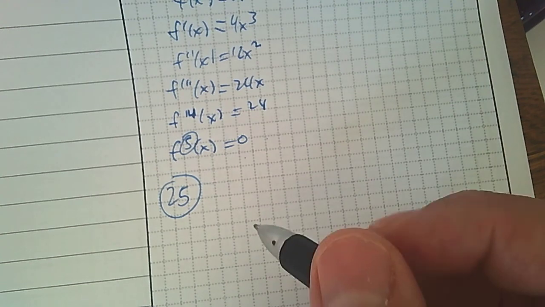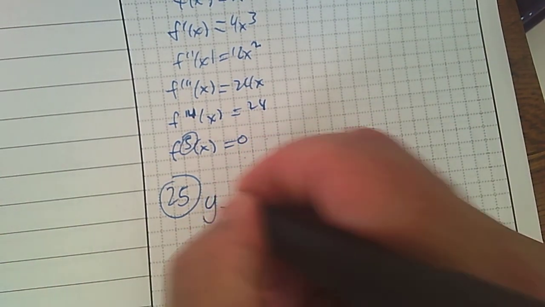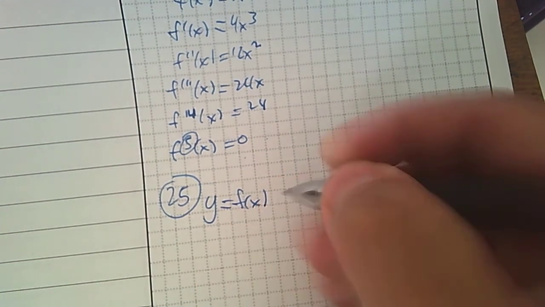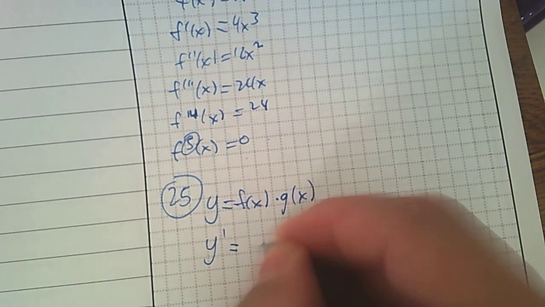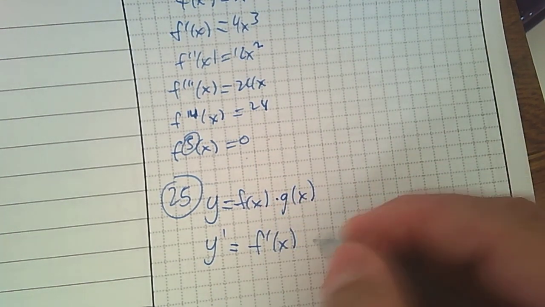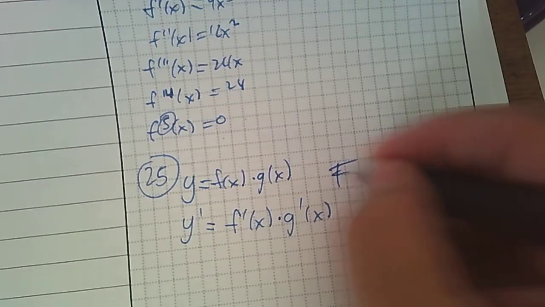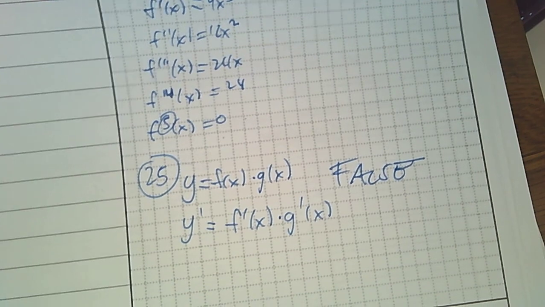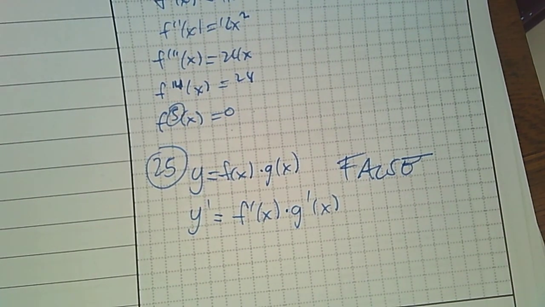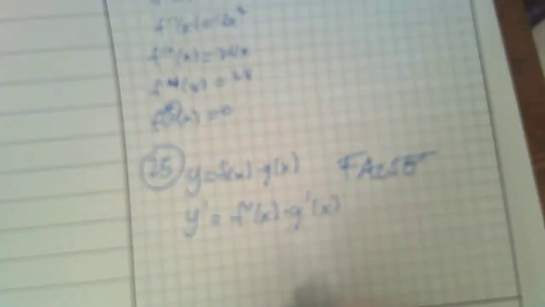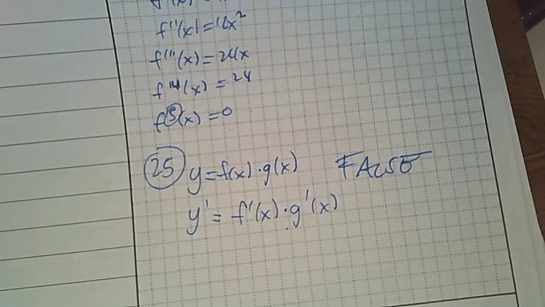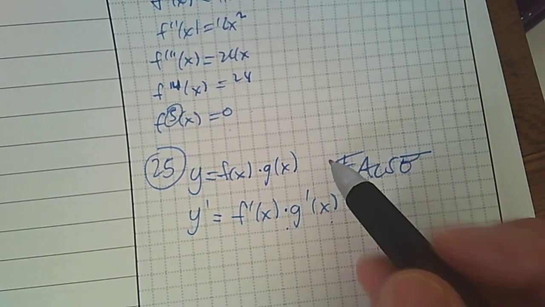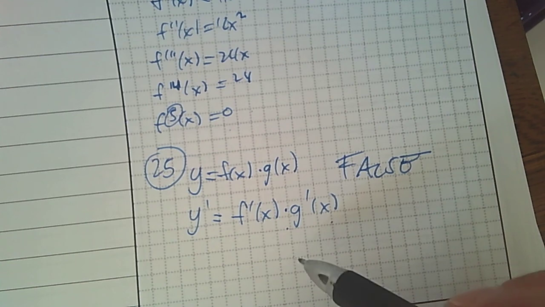True or false? y equals f at x times g at x. That means the derivative is f prime times g prime at x. Is that true or false? And of course the answer is false. We'd have to use the product rule. So you don't just take the derivative of each and multiply. Instead, it would be the first times the derivative of the second plus the second times the derivative of the first. That's the cheating way in your head you might remember the product rule. But wrong.